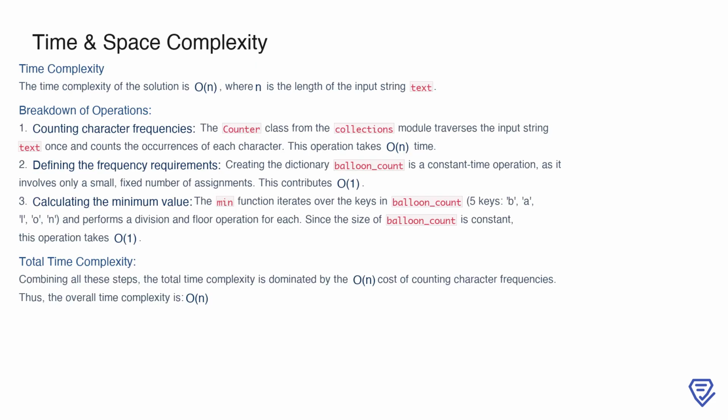The time complexity of our solution is O(N), where N represents the length of the input string text. Let's break this down step by step. First, we count the character frequencies using the Counter class from Python's collections module. This involves traversing the input string once, so it takes O(N) time.